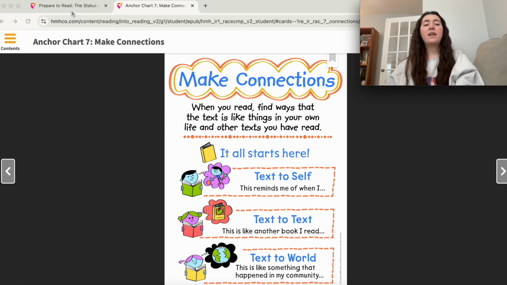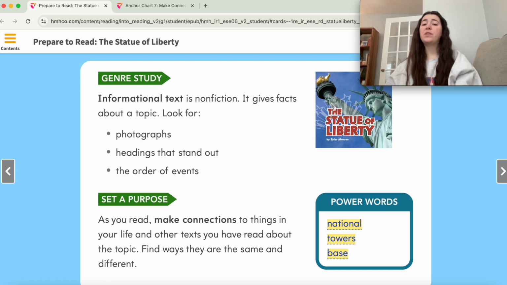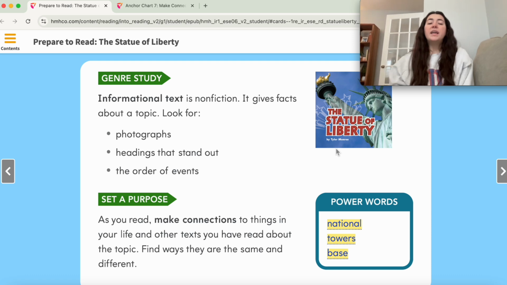So go ahead and turn in your My Book. You are going to want to find this page that says The Statue of Liberty by Tyler Monroe. I'm going to read through our genre study and our purpose. If you want to go ahead and find that page in your story, just make sure you're still being an active listener. Our genre, this is an informational text.